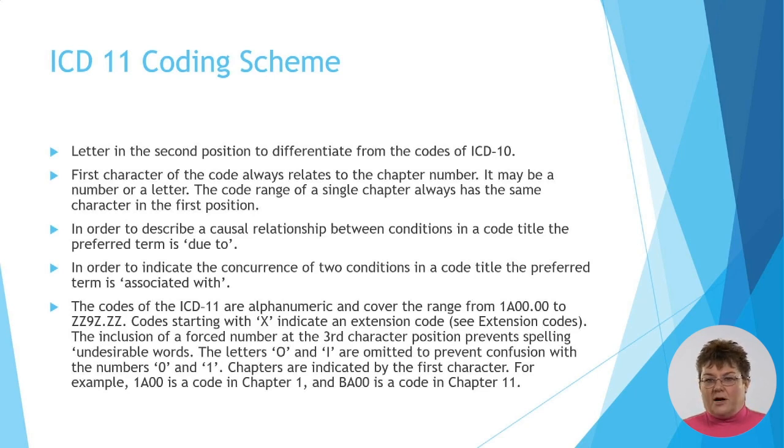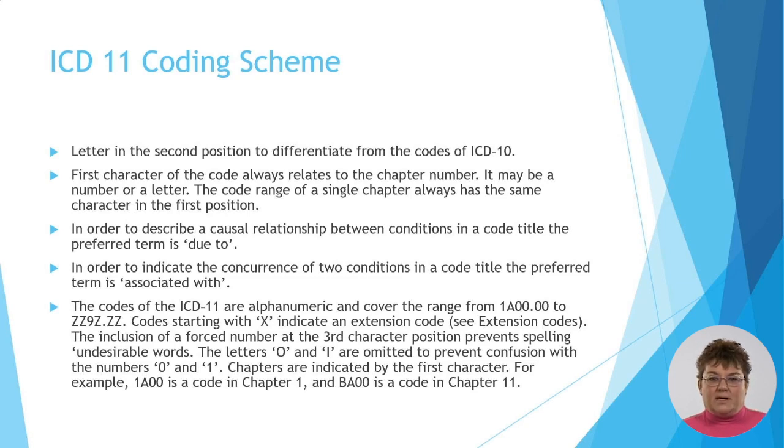The first character of the code always relates to the chapter of the book. It may be a number or a letter, but the first 10 chapters are all numbers, that very first character. In order to describe a causal relationship between conditions in a code title, we refer to it as "due to." Asthma due to allergies. It could be asthma due to environmental reasons. Say there was a lot of smoke or something else had happened, places with a lot of smog.